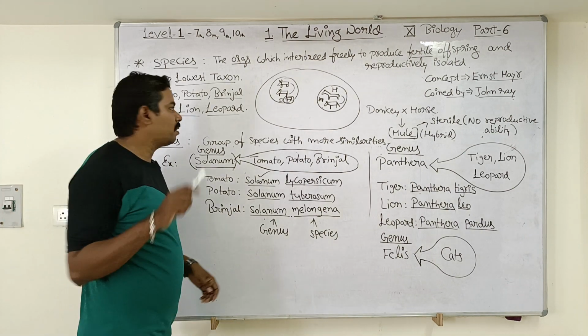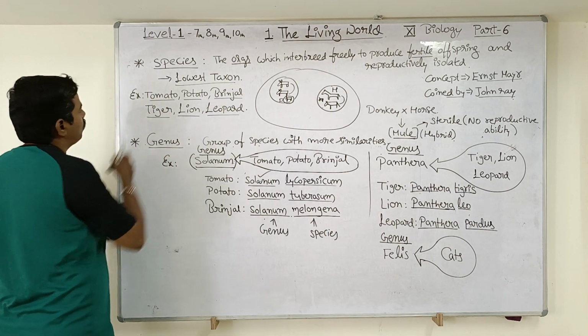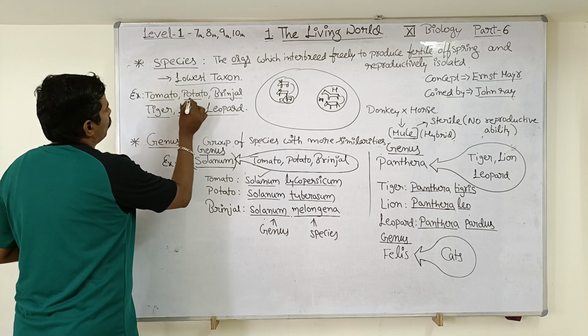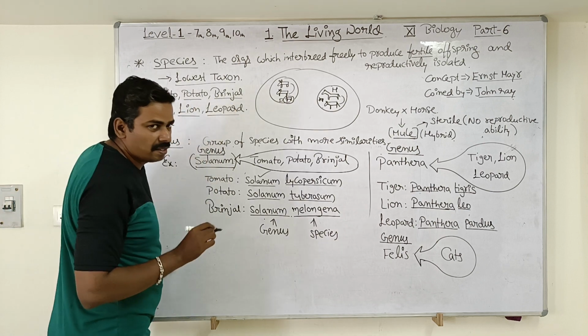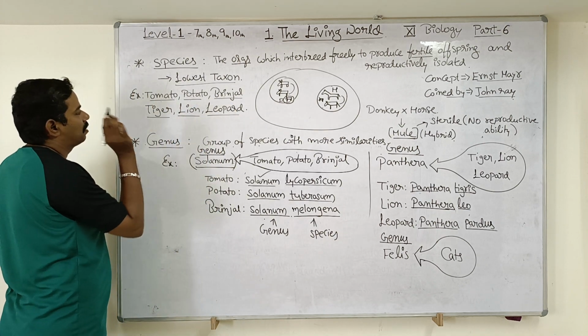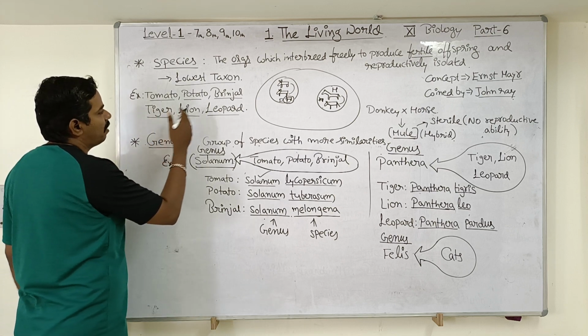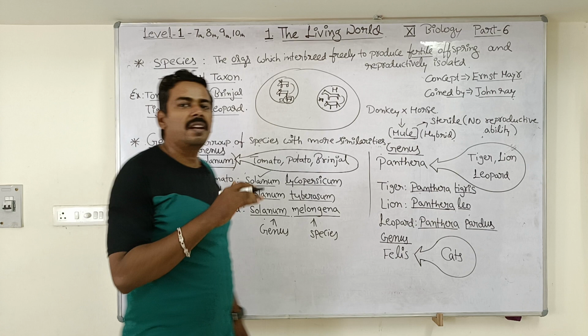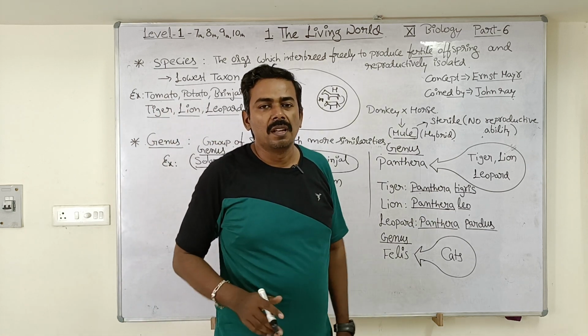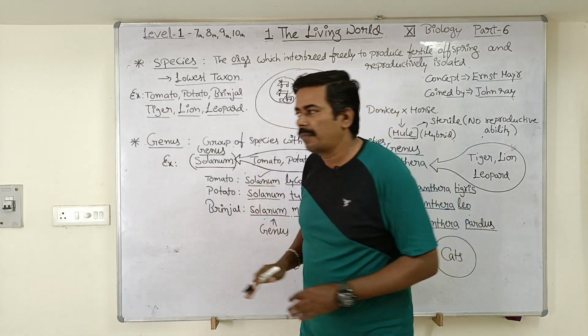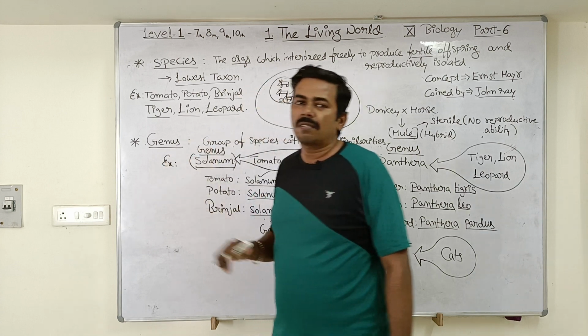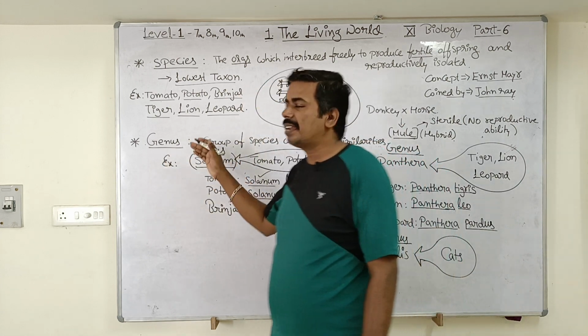Yes. Now coming to the examples of species. The tomato plant, potato plant, brinjal plant. All these are three different species in the plants. And examples for species in animals: tiger, lion and leopard. These are three different species of animals. Understood, students? Now let us go into the next taxon, higher taxon, genus.